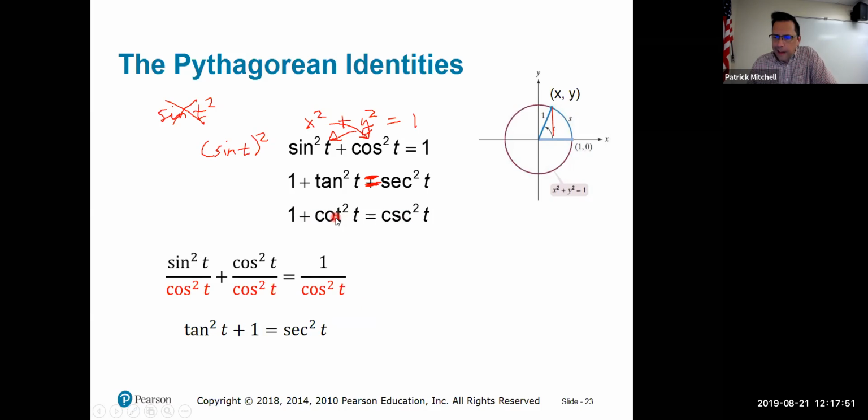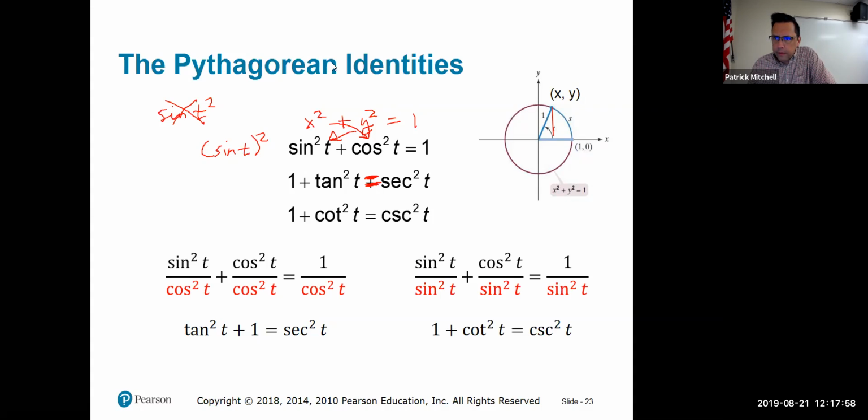And then if I need this identity, I do the same thing, except I divide everybody by sine squared t. See how I do that? I take sine squared t plus cosine squared t equals 1. I divide everybody by sine squared t. Anything divided by itself is 1. Cosine t divided by sine t is cotangent t. And the reciprocal of sine t is cosecant t. So those are your Pythagorean identities. And coming up next, we're going to do an example where we use some of those.